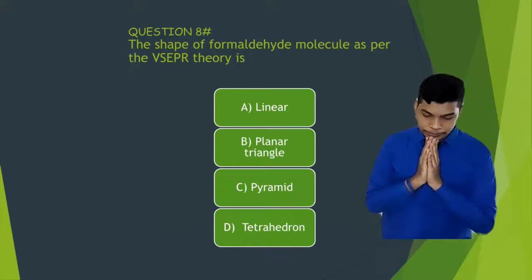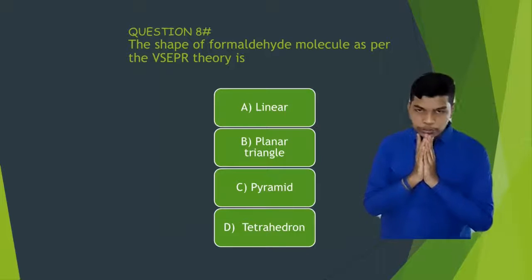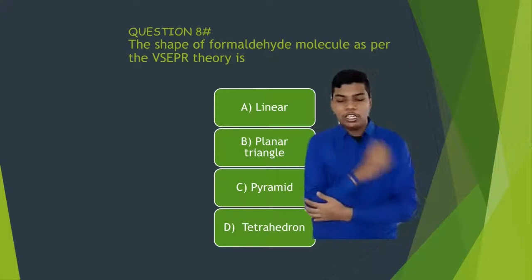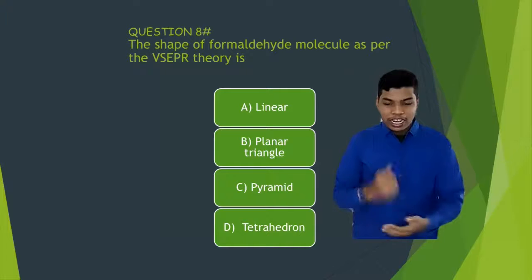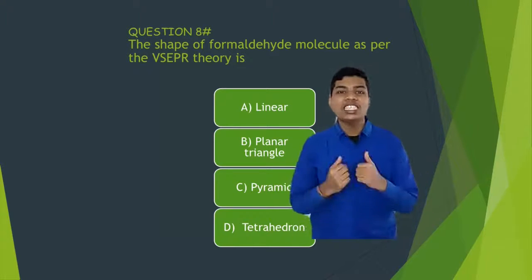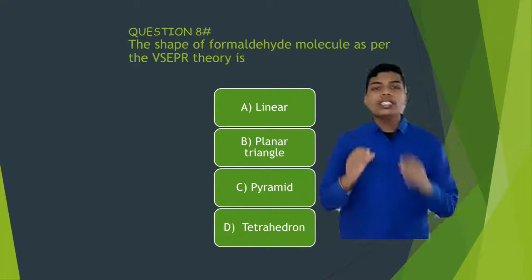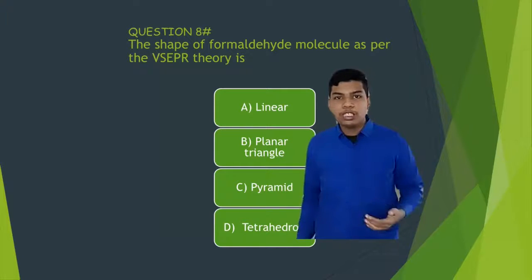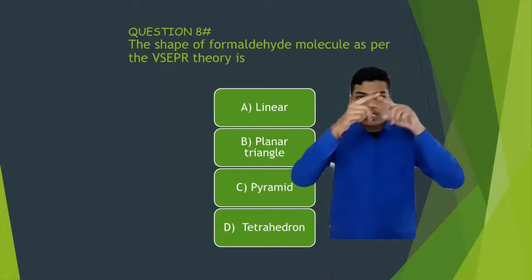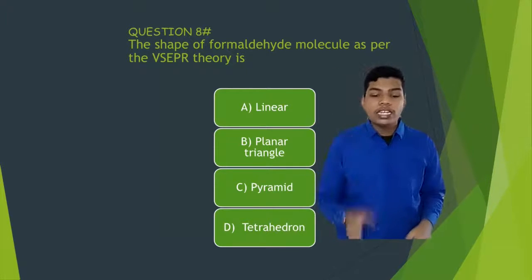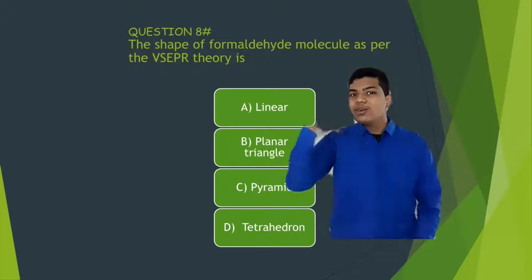What is the right answer? The right answer is B, friends. B is the right answer, because using VSEPR theory and drawing the molecule, you will get a planar triangle. Let's go to the ninth question.